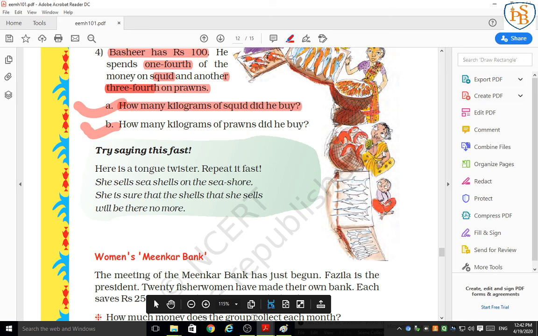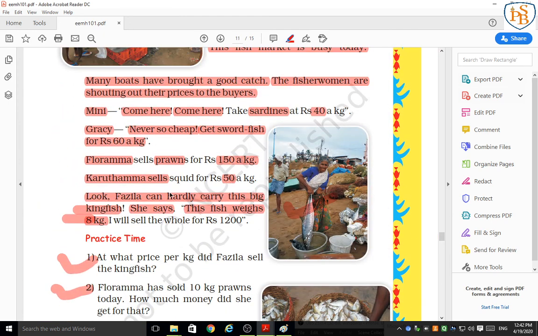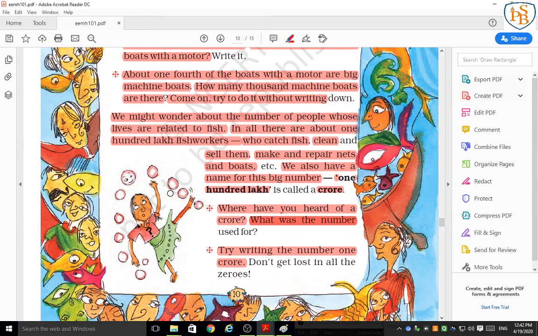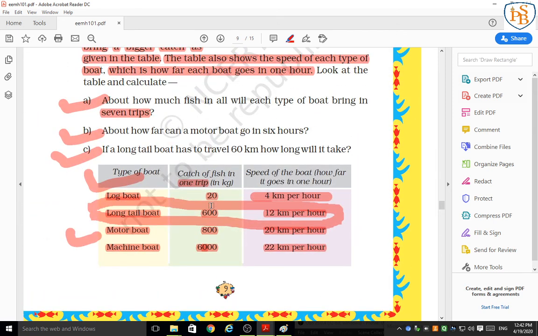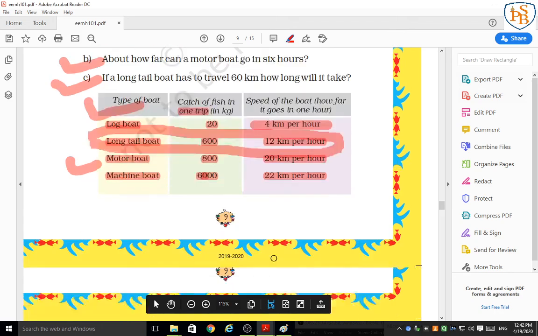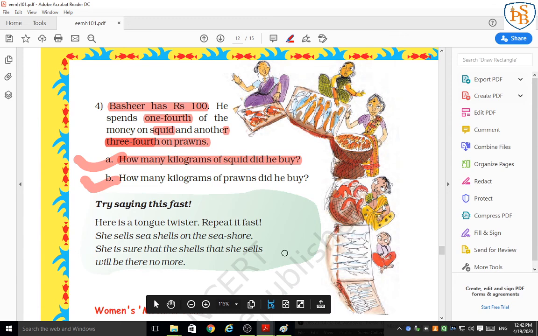Okay, so now it's time to stop our session. So in this topic, what did we learn? The fish market. We went to the fish market. Do you feel happy in the fish market? Yes students. And within the fish market we have learned the values of lakh, crores. Some big numbers we have learned. And with the big numbers we learned different types of boats, how much they catch, and the speed. So hope you understand all these points which I covered in the session.